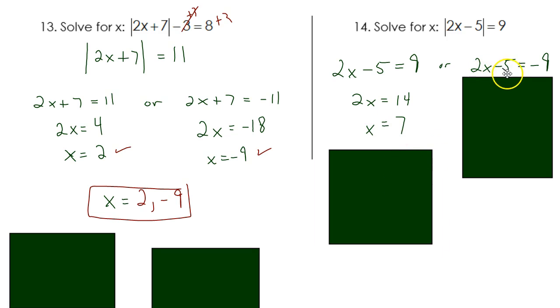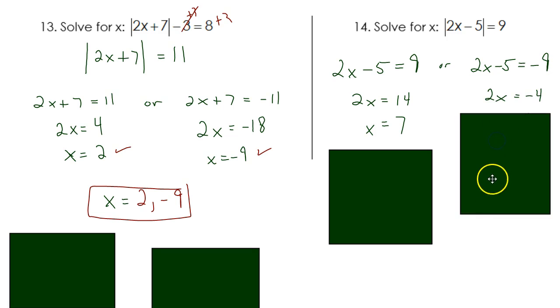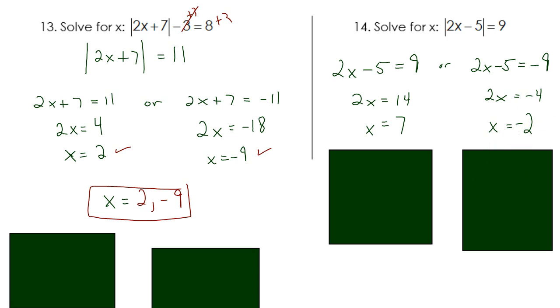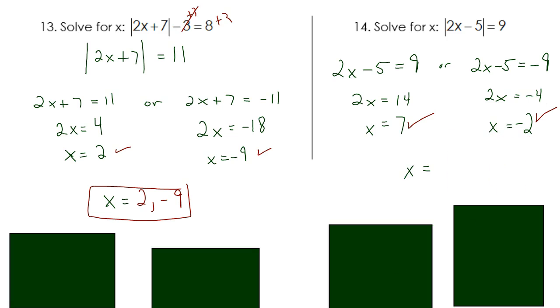On the right side, I've got 2x minus 5 equals negative 9. I'll add 5 to both sides to get negative 4. Then divide both sides by 2 to get negative 2. When I plug in 7, 2 times 7, 14 minus 5 is positive 9. The absolute value of positive 9 is 9. Or when I plug in negative 2, 2 times negative 2 is negative 4. Negative 4 minus 5 is negative 9. And the absolute value of negative 9 is positive 9. They both check out to be true. They both work, which means they are both solutions. I have a solution of both 7 and negative 2.